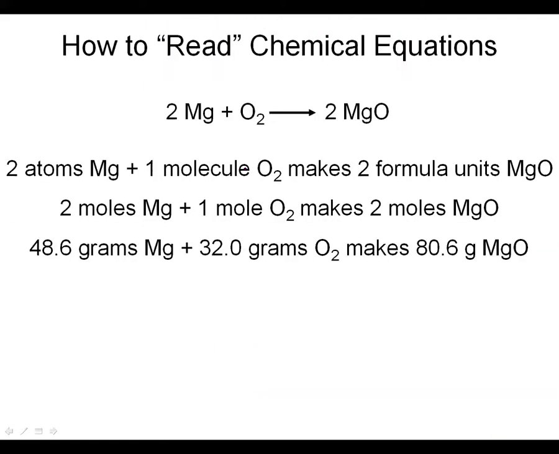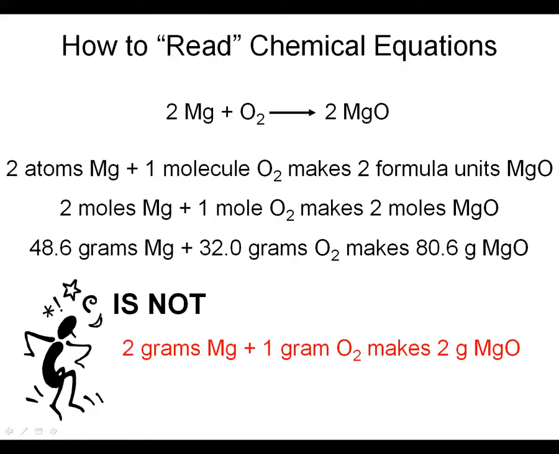So there's a couple different ways that we could actually read a chemical equation. And this is actually going to be something that's going to be very important when we get to the next lecture or chapter after this one, when we talk about stoichiometry. So we can look at those coefficients in the balanced equation and essentially say, for example, that two atoms of magnesium react with one molecule of O2, gives us two formula units of magnesium oxide.